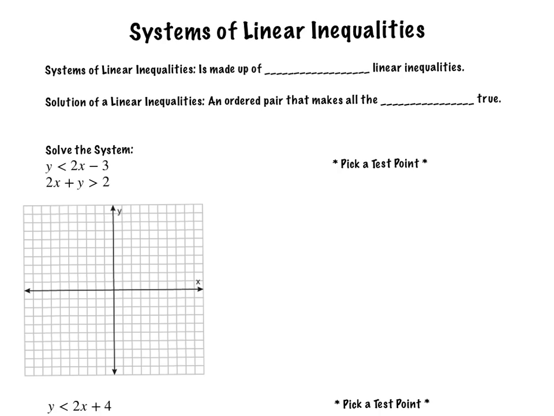System of linear inequalities, right? These work in a very similar way to what systems of equations did. So this is made up of two or more linear inequalities. What we talked about graphing yesterday, we're talking about graphing two or more of those. And the solution is an ordered pair that makes all of the inequalities true.